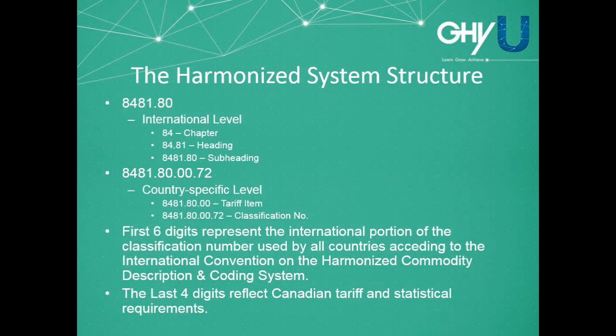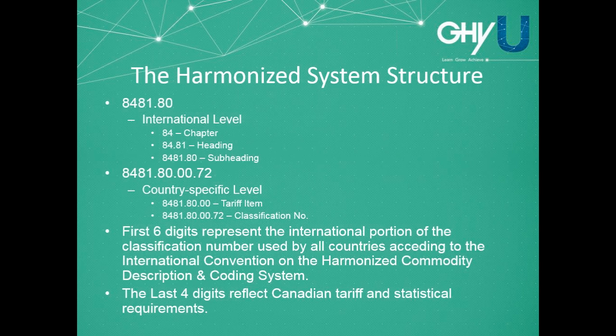The breakdown would be as follows. So try and follow along on your screen. 84 would be the chapter, which is machinery and mechanical appliances. 8481 would be your heading, which is taps, cocks, valves, and similar appliances. 848180 would be your subheading.